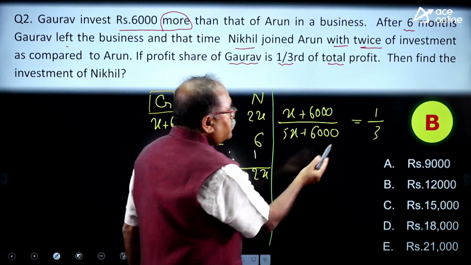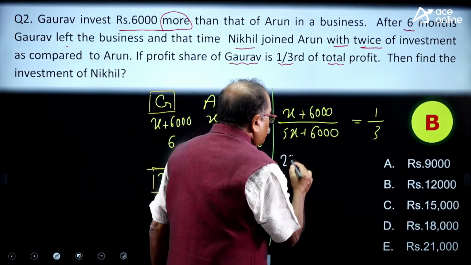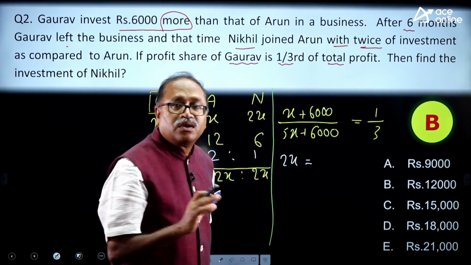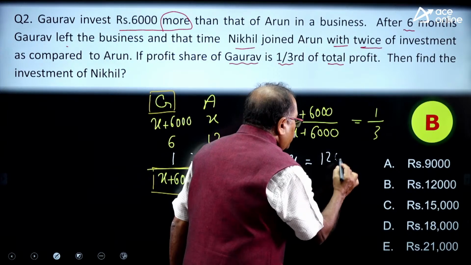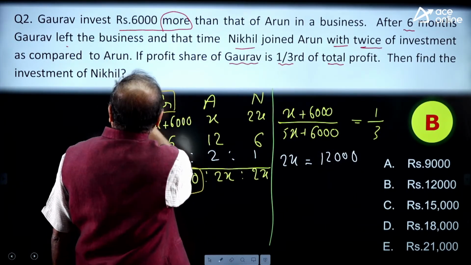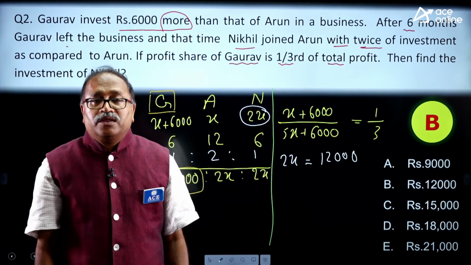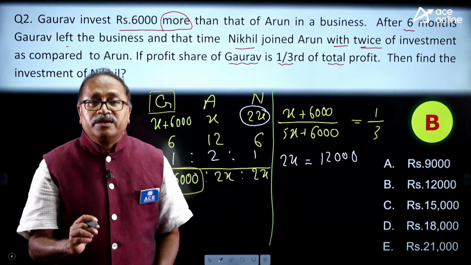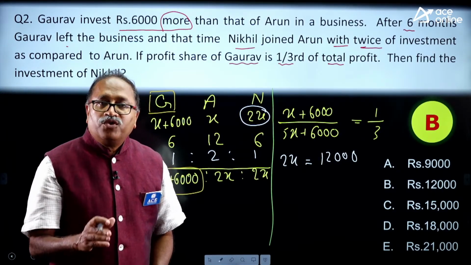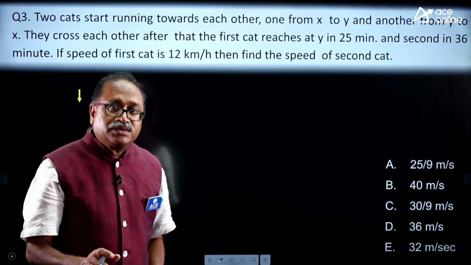Let's say this is 3X and 5X, the difference is 2X. So 2X is equal to, here it is 18 and here it's 6, that means 12,000. So when 2X is equal to 12,000, I need to find how much is Nikhil's investment, which is 2X, and 2X is equal to 12,000. Then you have beautifully and correctly answered the question. Well done.